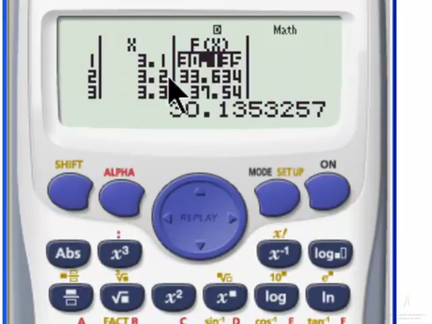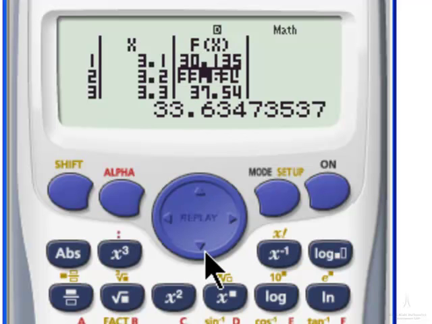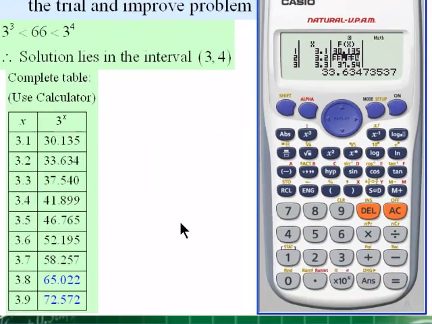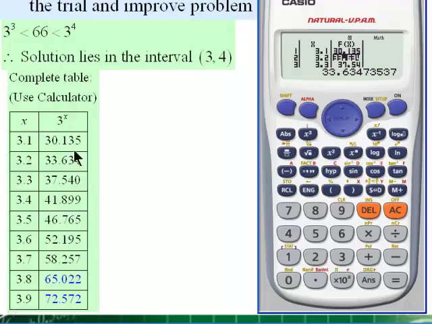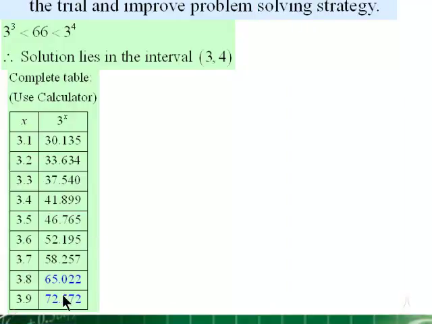So 3.1 gives an answer of 30.135. 3.2 gives 33.634. So now we can record these results, and then observing these particular results, we see that if we get to 3.8, it is still less than 66, but when we get to 3.9, it's greater than 66.